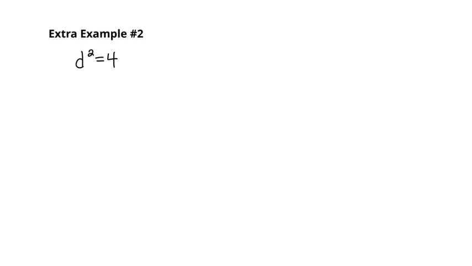This is extra example number 2. So we're looking at an equation that we want to solve. So we've got d squared equal to 4. So this is a variable squared equation.